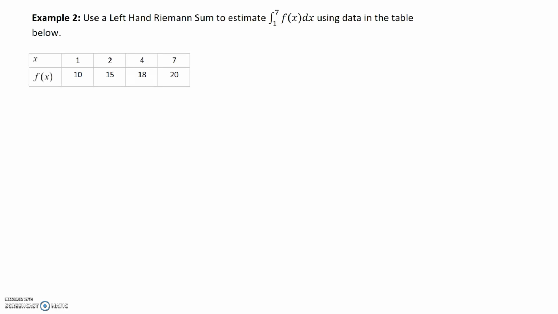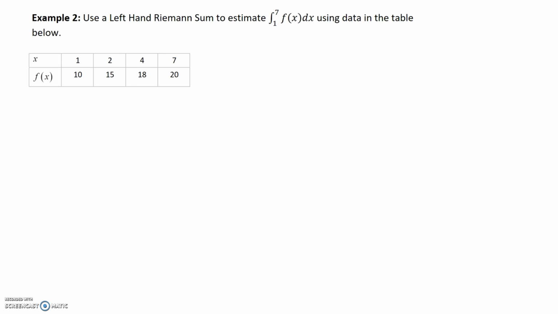Okay, now my previous video was about estimating integrals with trapezoids. This time we're going to use a Riemann sum, and it's going to be a left-hand Riemann sum. So listen carefully as we do this to figure out what the left-hand part of that does to how we do this question.